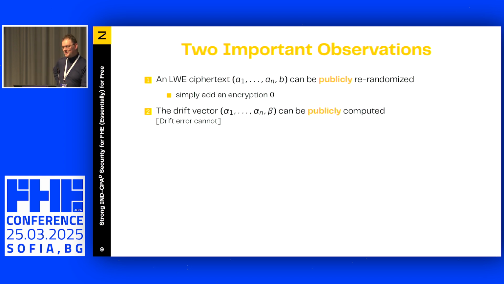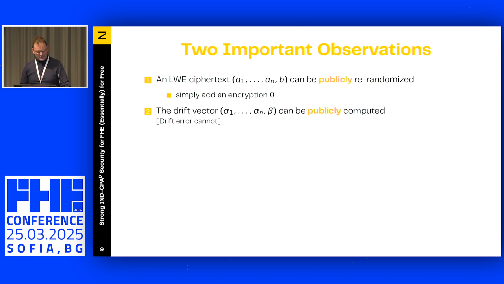And we make two observations. The first one: given an LWE ciphertext, so a_i and b, it's quite easy to randomize that ciphertext, you just have to add a random encryption of 0. Okay, so you'll get another ciphertext that encrypts the same plaintext. And the second observation is that the drift vector, that vector of alpha_i and beta, anyone can compute that vector. There is no secret involved there. So the drift error is secret, private, but not the vector. Okay?